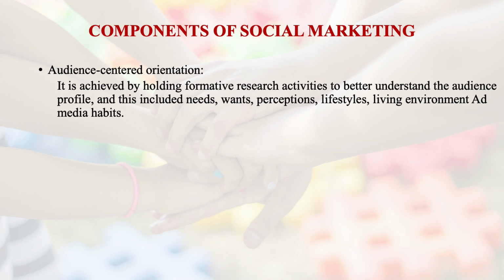What happens in this component of social marketing? This is basically achieved by holding formative research activities for understanding the audience, their profile, what are their needs, what are their wants, what are their perceptions, what are their different lifestyles, living environment or media habits, all those things. This is basically the first component of audience centered orientation.